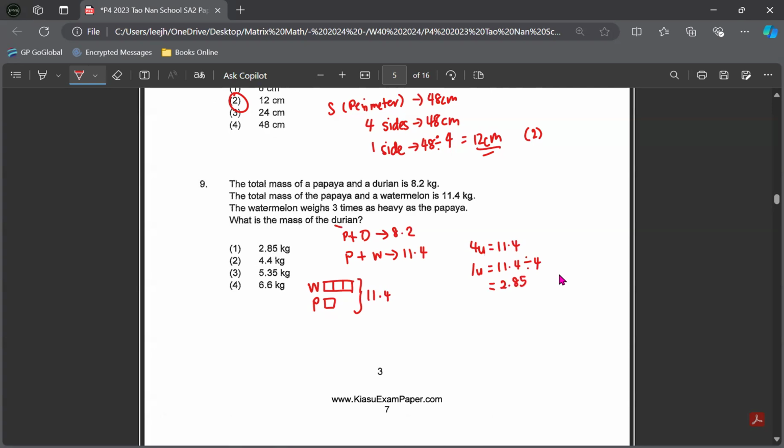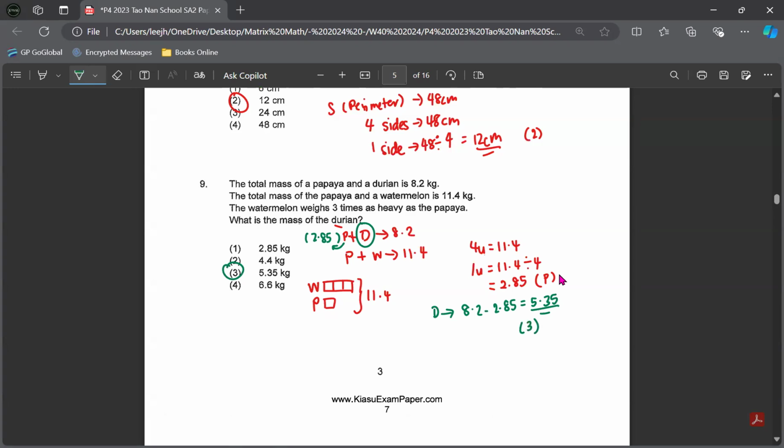Find the mass of the durian, which means that we need to find out the durian. So we know this is actually 1 unit, which is the mass of papaya. So wait, let me change color. So this here is 2.85, the papaya. So how to find durian? You just take 8.2 minus 2.85. That will be the mass of the durian, 5.35. Your answer will be 5.35 kg. So please write number 3. Okay, that's your answer.